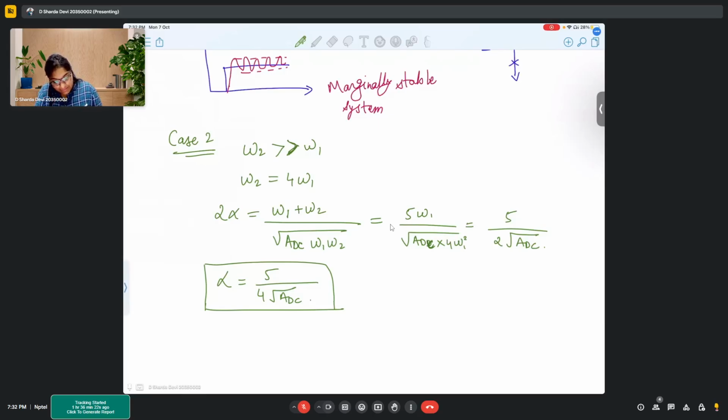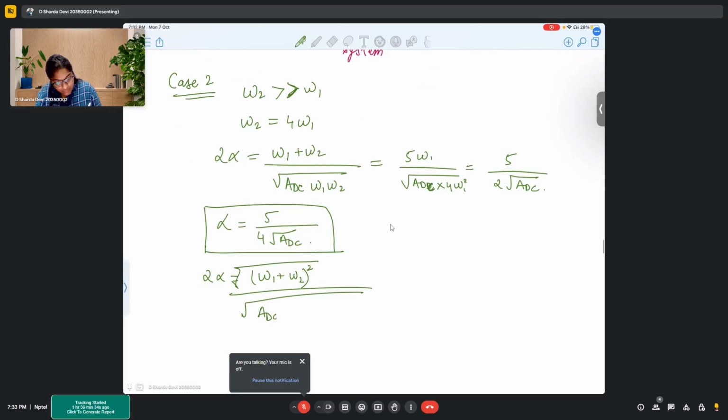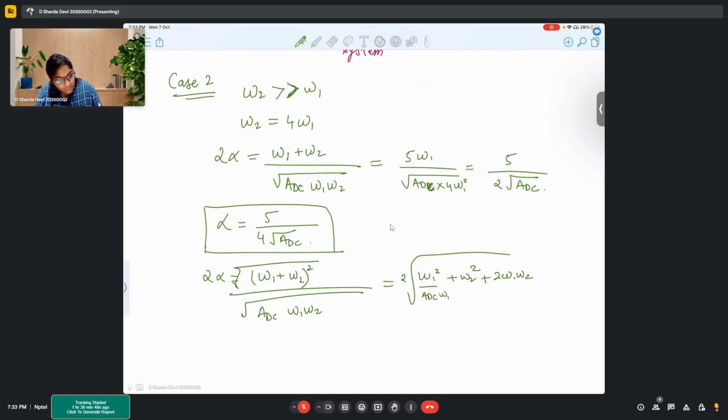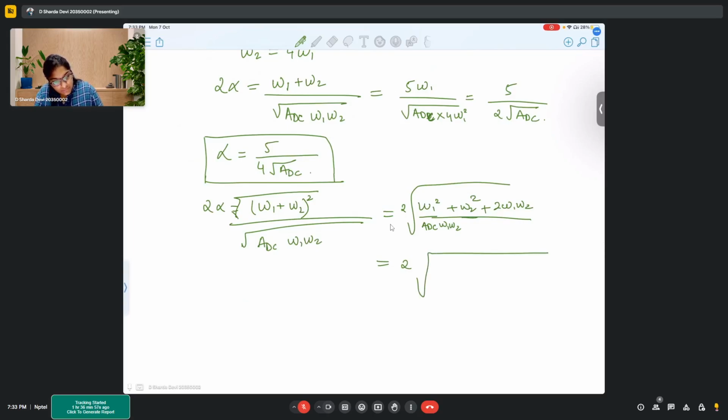Now if I write it like, omega 1 plus omega 2 whole square, root under ADC omega 1 omega 2, that is omega 1 square plus omega 2 square plus 2 omega 1 omega 2 by ADC omega 1 omega 2, whole divided by, so this will become 2 times, this becomes omega 1 by ADC into omega 2 plus omega 2 by ADC omega 1 plus 2 by ADC.